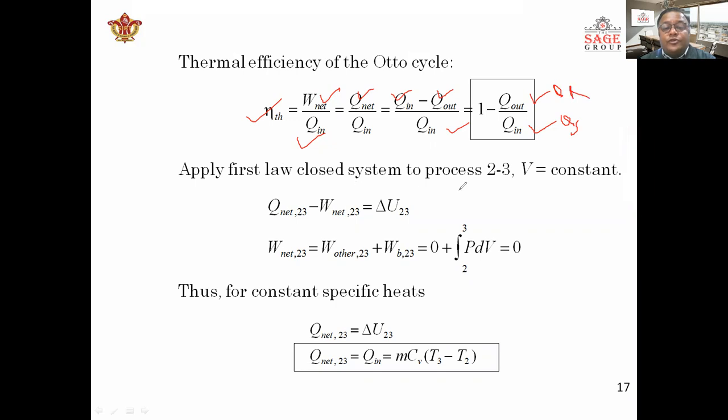Apply the first law to the closed system process 2 to 3, with the volume remaining constant. This is the formula, because the work done is 0. So there is only the heat supply. It is represented in the equation as m Cv (T3 minus T2). This is the formula for the heat supply. Constant volume heat addition is taking place.